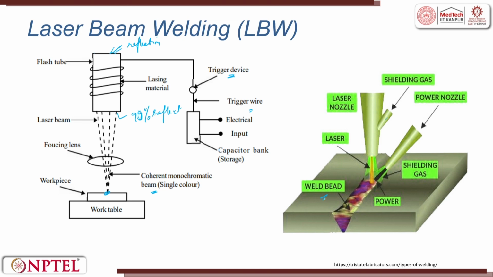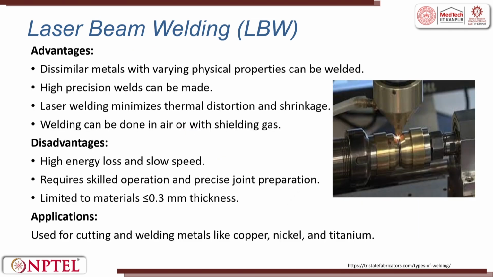Like in welding, weld beads are formed, and these weld beads dictate the microstructure and the quality of the joining. Okay. So, this is laser beam welding. More details about laser we will see during the machining process. Again, advantages and disadvantages are given. It is used for cutting and welding metals like copper; highly conducting materials can be easily done. So, this is how the machine at its focus looks like.